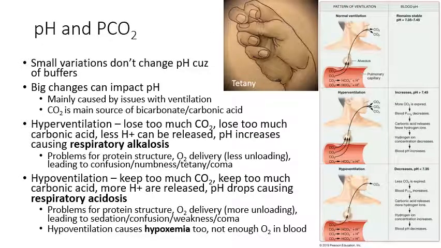So a little bit more about the pH and the partial pressure of carbon dioxide. If you have small variations in the amount of carbon dioxide in your body, that's not going to impact the pH very much because any changes are going to be absorbed by the carbonic acid bicarbonate buffer system and also by other buffer systems that you have. But if you have big changes in the amount of carbon dioxide in your body, then you're going to overwhelm your buffers.